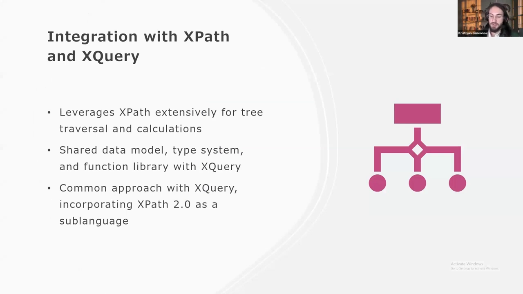XSLT processors handle one or more XML source documents and one or more XSLT style sheets, processing them to produce multiple output documents. Unlike imperative or, how to say, functional programming languages like C, for example, XSLT adopts a declarative approach emphasizing pattern matching.